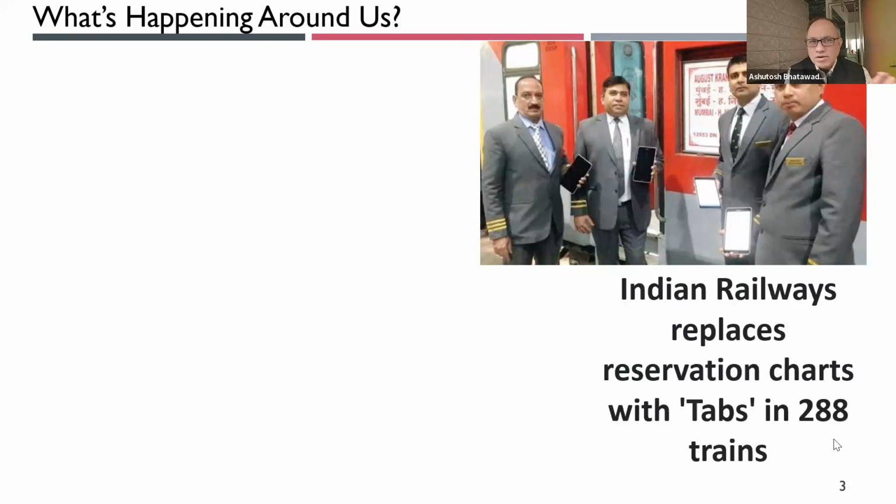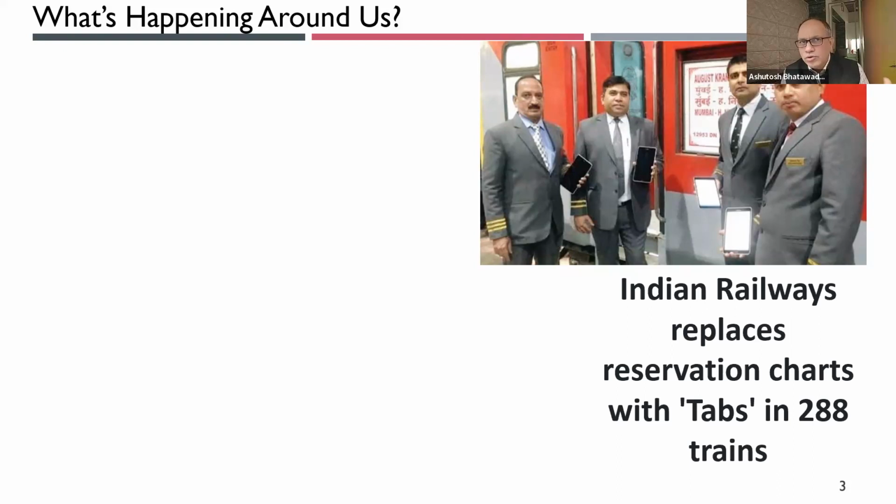So this was another interesting news which had come out. Indian Railways replaces reservation charts with tabs in 280 plus trains. And we are not talking about only the premium trains here. We are not talking about the Vande Bharats and the Rajdhanis or the Durontos of the world. Even in some normal train, you will find this tab-like device which the TC has, and the entire thing can be done with a tab, right?